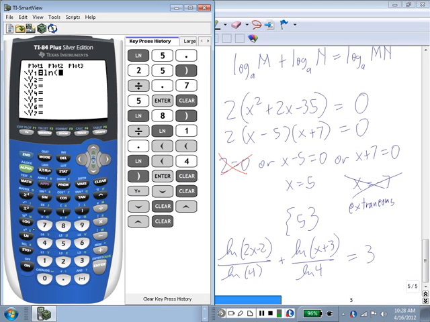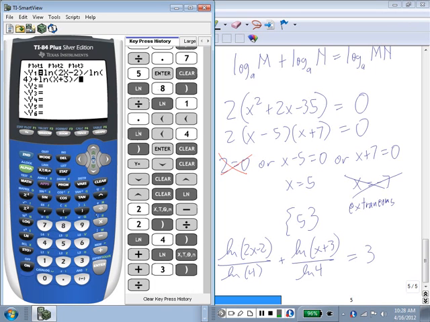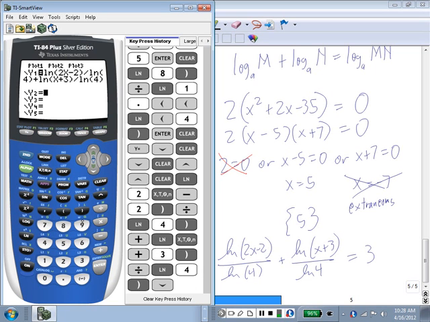So y equals natural log of 2x minus 2, close the parentheses, and divide by the natural log of 4, plus natural log of x plus 3, divided by the natural log of 4. It's good practice with the change of base formula, though. And then y2 equals 3. I think if I zoom 6, there'll definitely be a point with an x-coordinate of 5, and the y-coordinate has to be 3 because it's the horizontal line, y equals 3. So the two graphs should intersect in the point (5, 3).